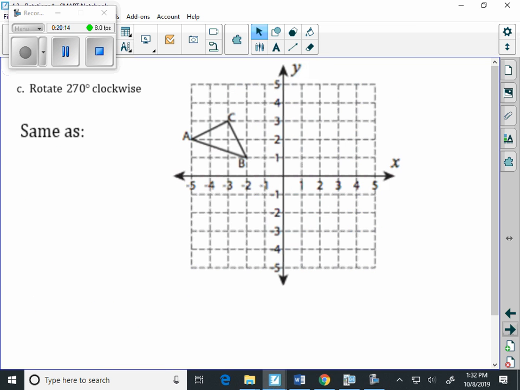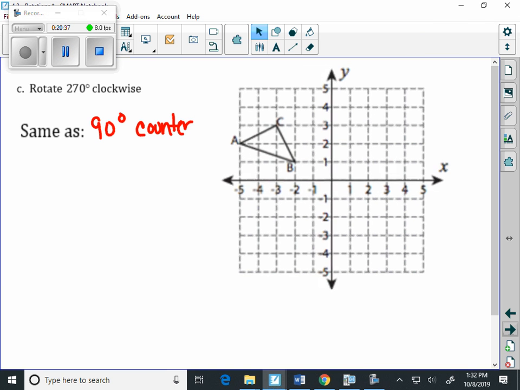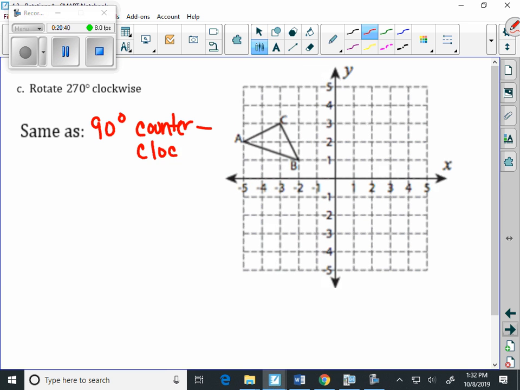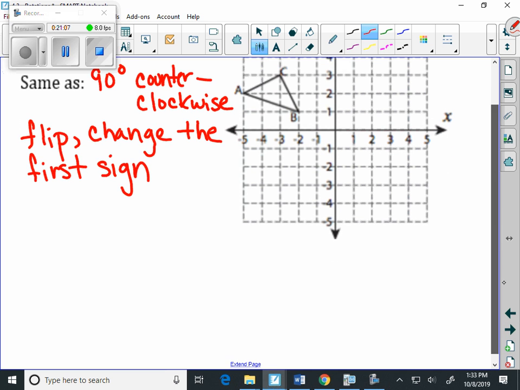The last one, rotating 270 degrees clockwise. Well, going 270 degrees clockwise is the same as rotating 90 degrees counterclockwise. And the rule for 90 degrees counterclockwise is to flip and change the first sign. Again, I recommend that you write out the rules until you know them.